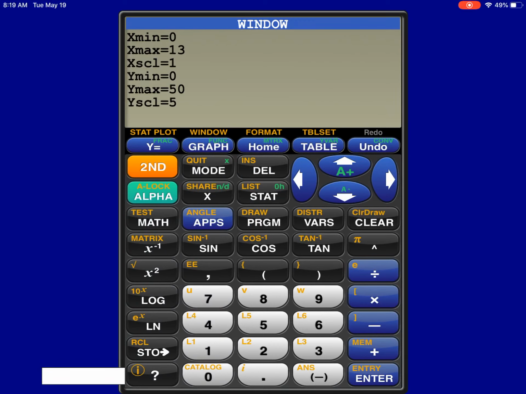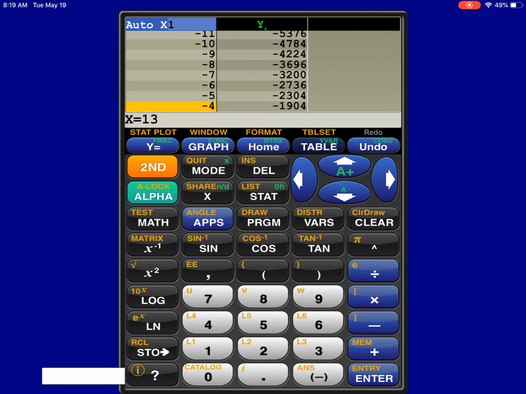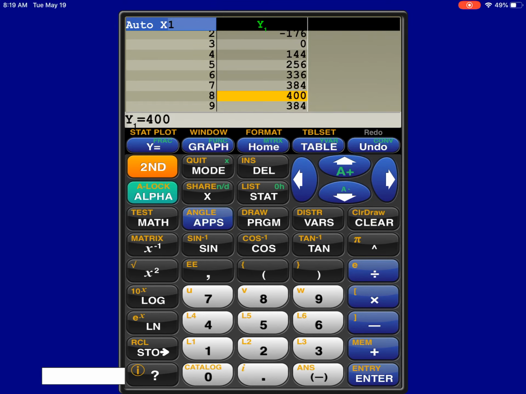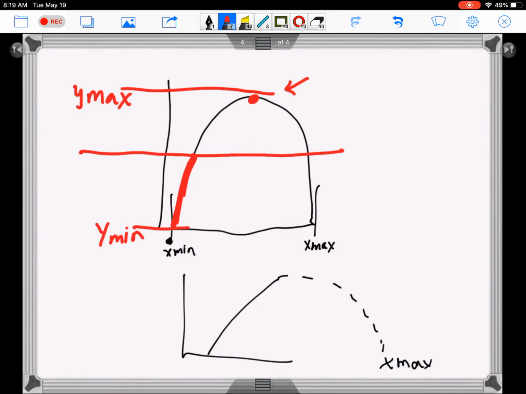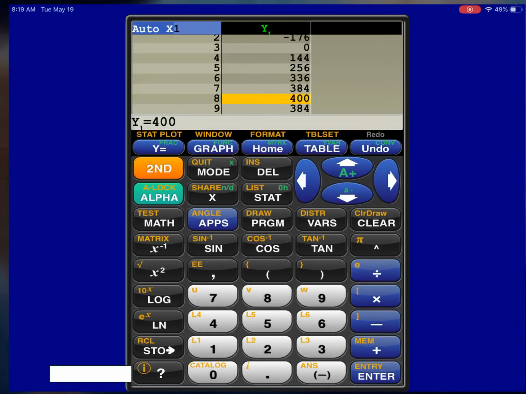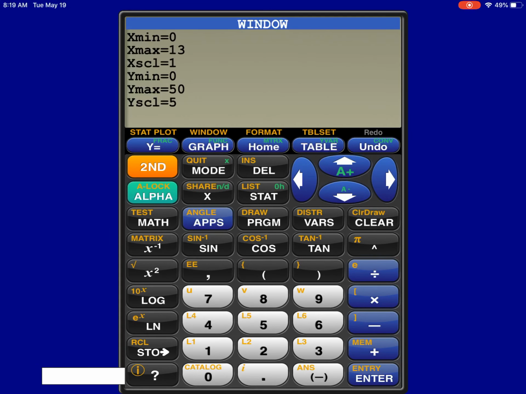Okay, so my y max is 50. How high did my graph go? Well, if you don't remember, you look at the table, not second, just the table. And it went up, 336, 384, 400, back down to 384. 400 was my max. No wonder I wasn't seeing the top. I've got to set it to somewhere at least 400. So I go back to window, and I'm going to set that to 400, and I will see that.